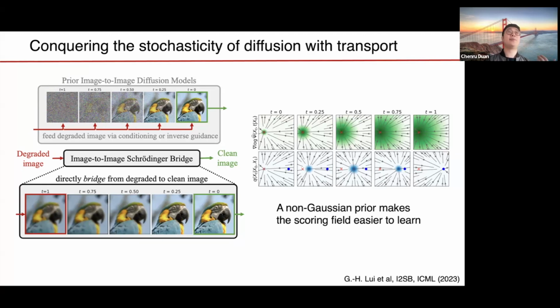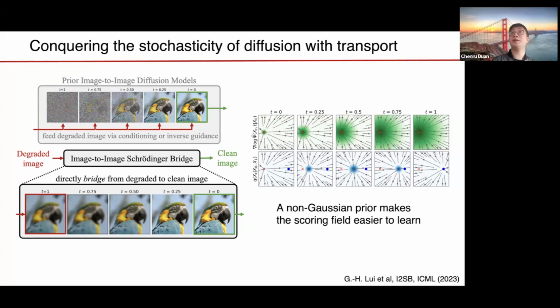And the effect of starting with a simple, close target distribution can be manifested by the figure on the right, where the vector field learned in the diffusion case, where we start with Gaussian, is more difficult and the uncertainty is higher compared to where we do a transport from one distribution to another.